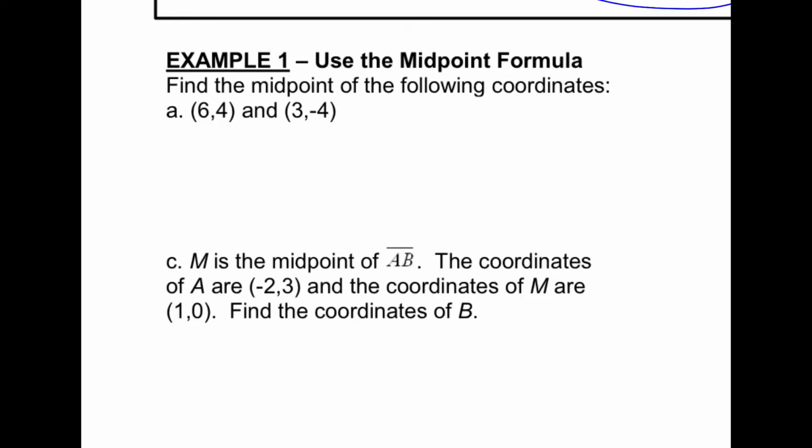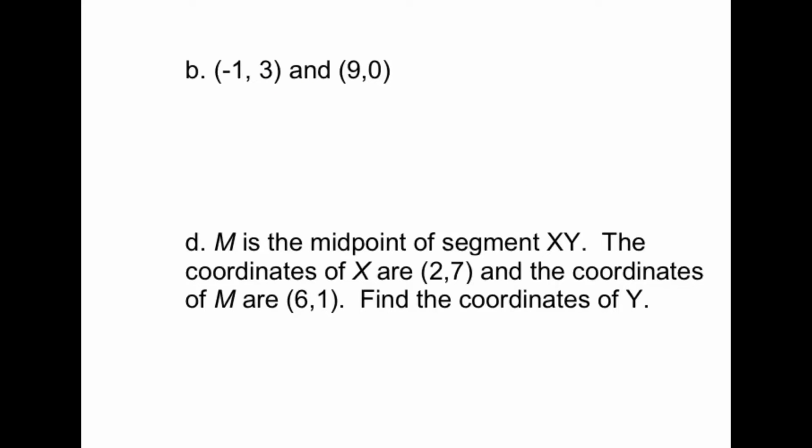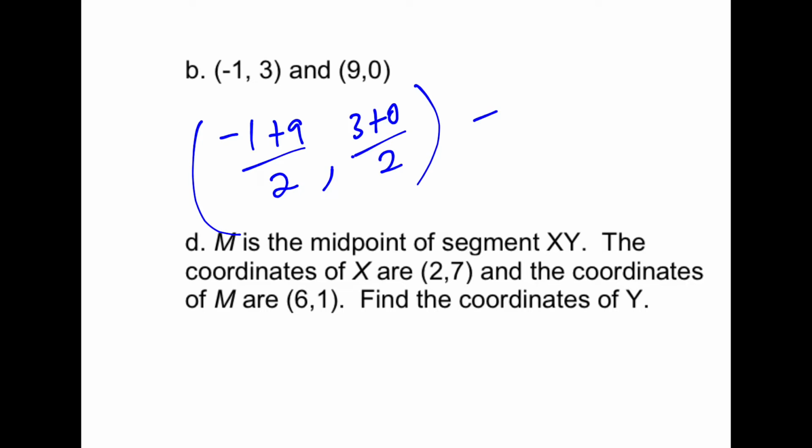So an example, if we have these coordinates and we want to find the midpoint, we take 6 plus 3 divided by 2 for the x coordinate, and 4 plus negative 4 divided by 2 for the y coordinate. This gives us 4.5, 0. One more example, negative 1 plus 9 divided by 2, 3 plus 0 divided by 2. This gives us 4, 1.5. And that's the most basic example when they give you two coordinates and ask for the midpoint.